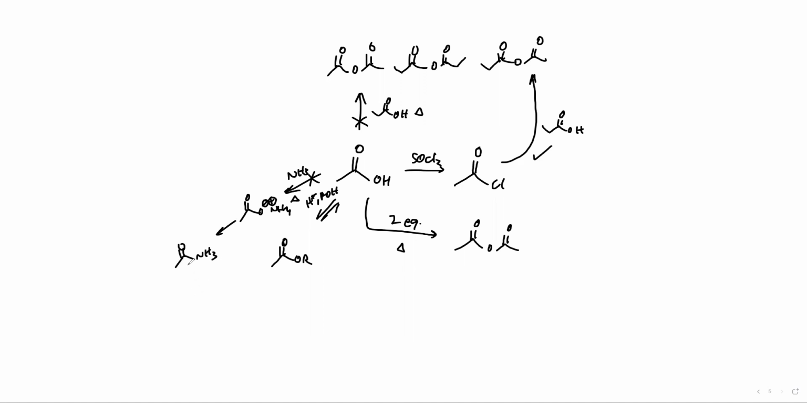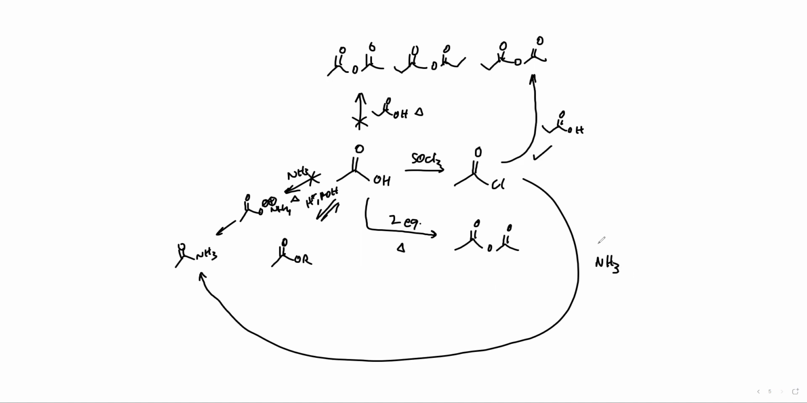Again, a better way to do this is just to use the acyl halide and an excess of amine, and you'll get what you want. This is a way better reaction, so I would probably never do this. So these are the ways that you would make derivatives from the carboxylic acid.